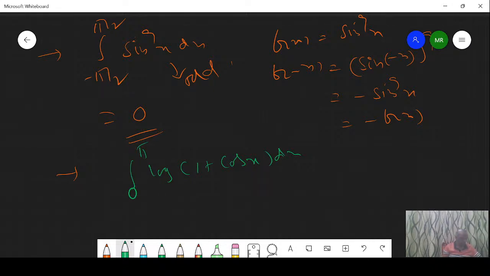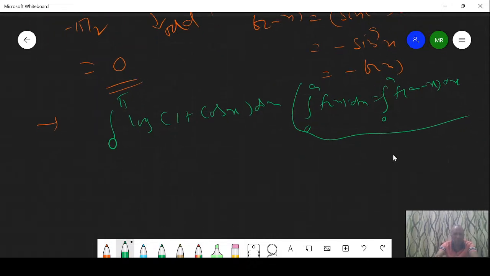If it is not given, you apply the property here. Just apply like this only: replace x with pi minus x. We have the property, right? Integral 0 to a of f of x dx is equal to integral 0 to a of f of a minus x dx. Use the same property. If you use this, the given problem is I. You can consider this as I.